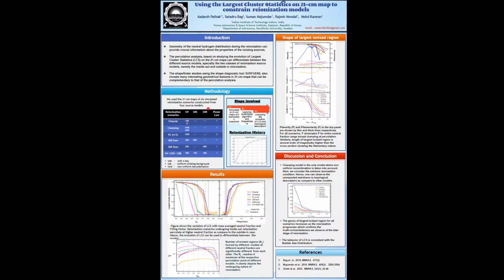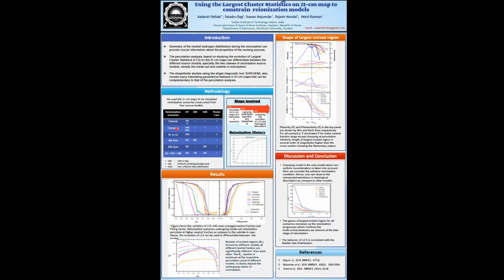Now let us look at the methodologies. While considering the EoR, the role of ionizing sources becomes significantly important. So keeping this in mind, we have used the 21 cm maps of 6 different reionization scenarios, which broadly use the 4 source models in different proportions. Among these 6 scenarios, the non-uniform recombination has been taken into consideration for only the clumping model, which is shown here.